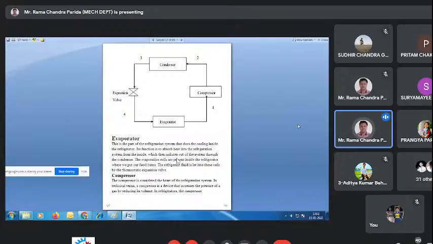Once it is drawn from the evaporator, it gets compressed there, and when that low pressure, low temperature, my voice is clear or not? Yes, sir. Clear. Yes, sir.